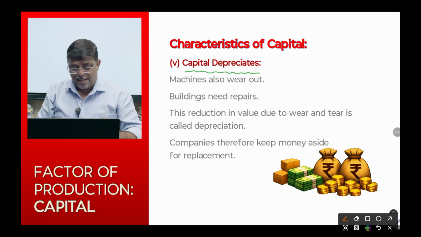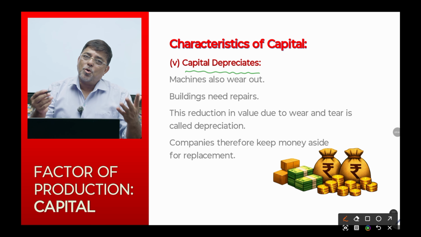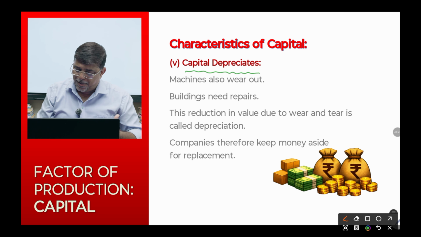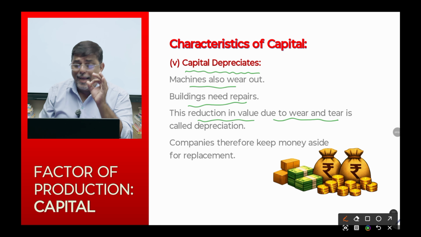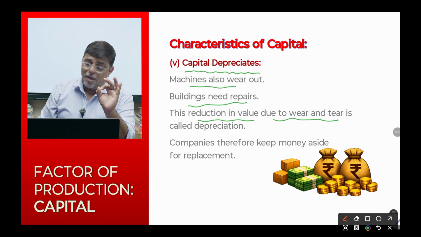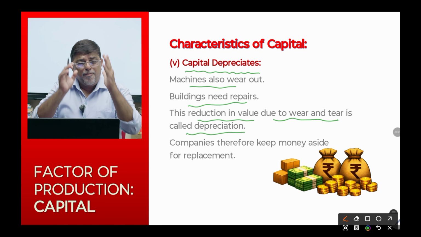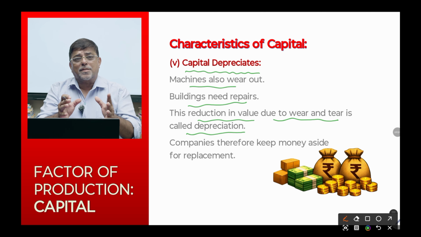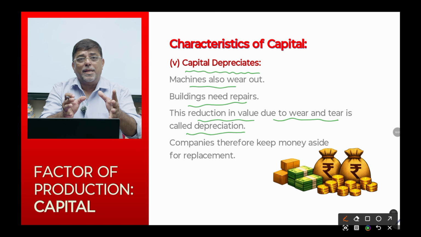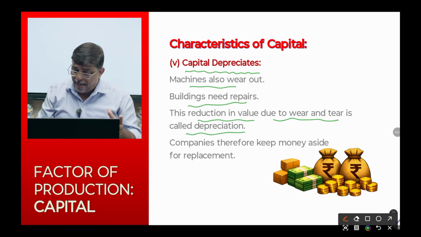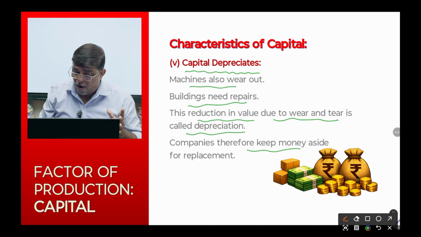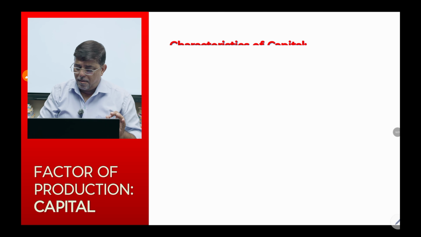Capital depreciates. Machines also wear out. Buildings need repairs. Now, this reduction in the value due to wear and tear of the machine is called depreciation. And therefore, most companies keep aside some amount of money for its wear and tear, for its maintenance. And that money is kept aside basically for its replacement.